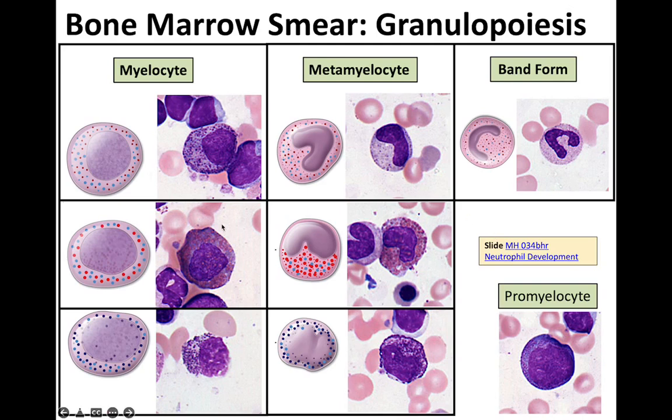So let's start with myelocyte. We have neutrophilic myelocyte, eosinophilic myelocyte, and basophilic myelocyte. Their difference is in the color of their granules: neutrophilic, eosinophilic, and basophilic. The other distinguishing feature of myelocyte is that they contain a large round nucleus. So the nucleus is large and round in shape.